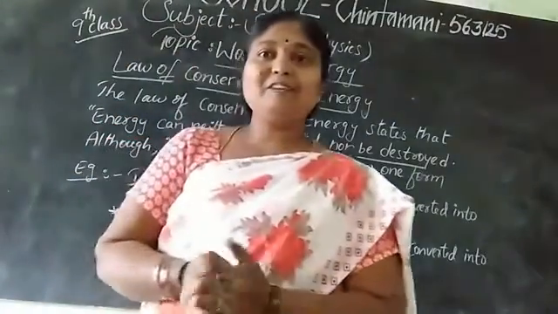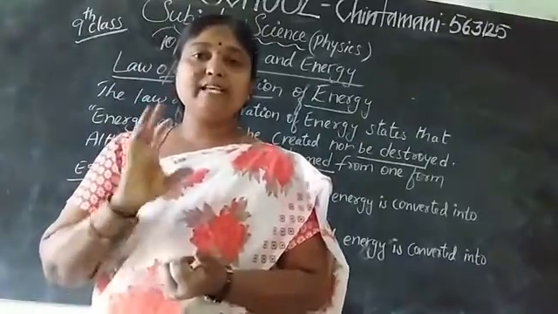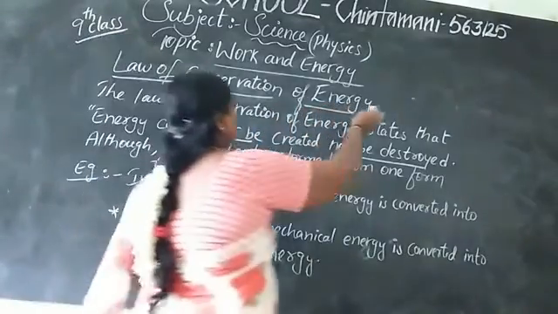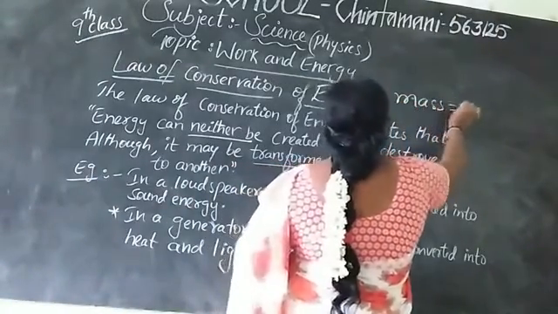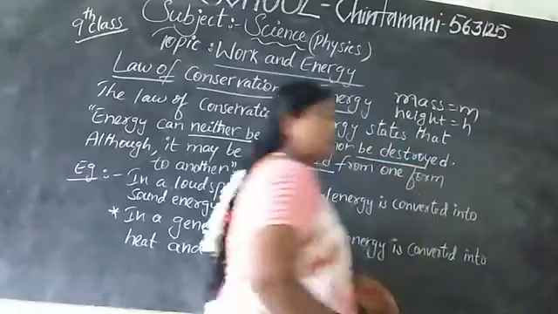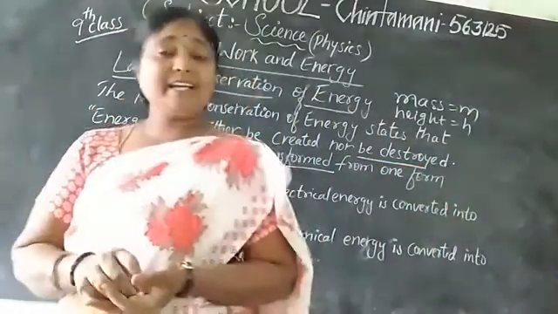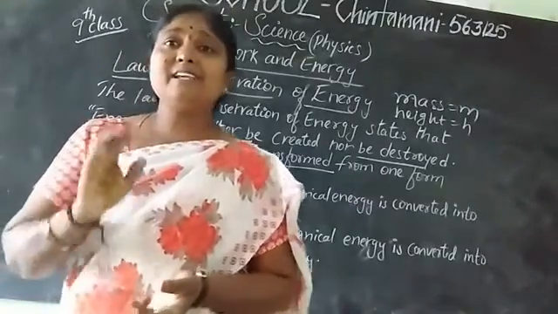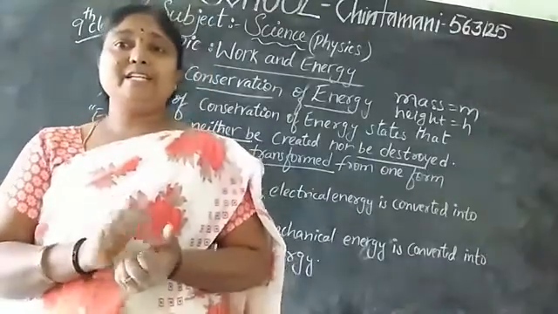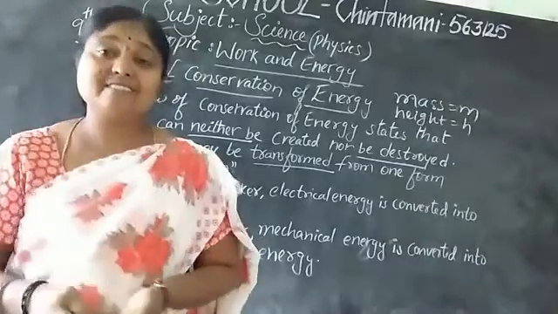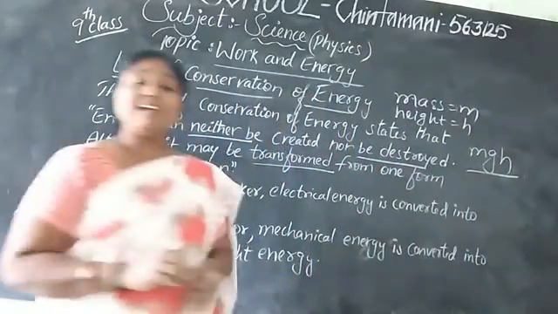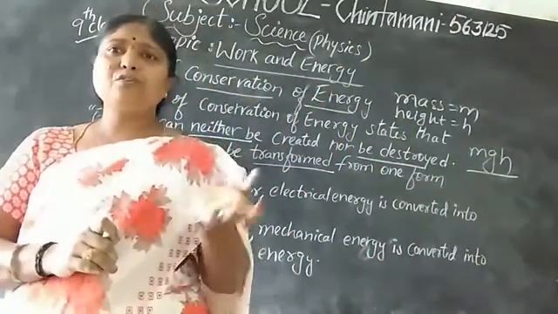So, let me consider a small example. Think of an object of mass m at a particular height h. What will be its kinetic energy? It will be 0 because it is in the rest position, that means its velocity is 0. Then the total energy of that object is, what is the formula we have learned? mgh. Then it is going to fall.